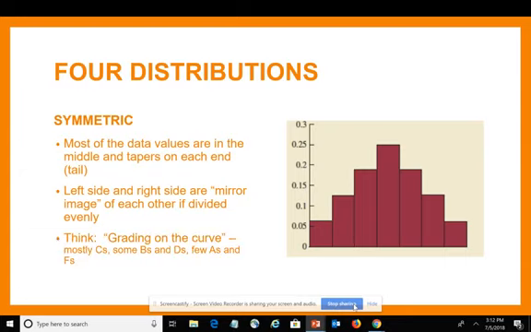Probably an application where you may have seen this used is the idea of grading on the curve. An instructor tries to have mostly C's in the middle, and then some B's and D's on either side, and then very few A's or F's. So this is the shape or the distribution that's wanted when you talk about grading on the curve. The symmetric distribution is sometimes also called bell-shaped, because you can imagine drawing a Christmas bell across the graph.